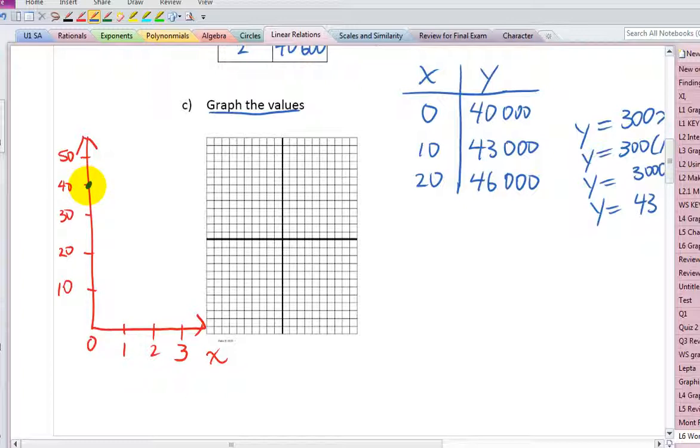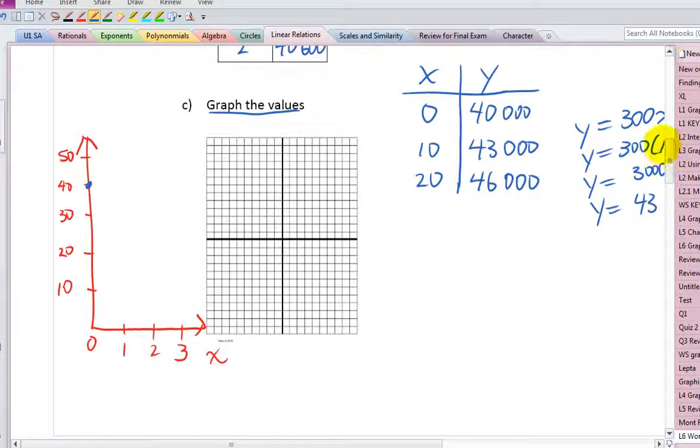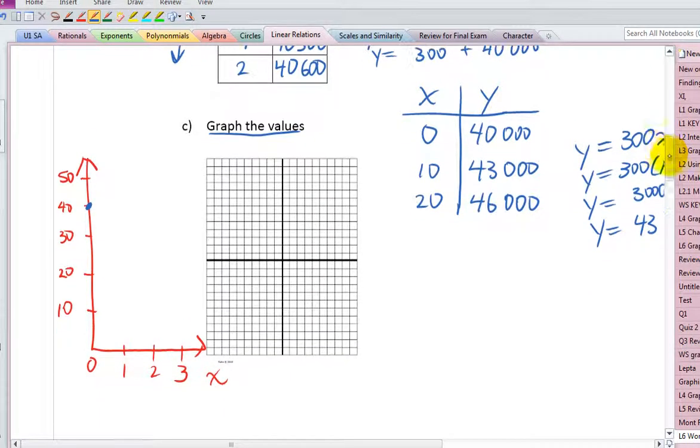Let's graph the second one. Oops, I screwed that up. Let's go here, 10, 20, 30, there we go. If he sells 10 machines, it's 43,000. So that's approximately here. If he sells 20 machines, he's at 46. So that's approximately there. And so now we have a line.